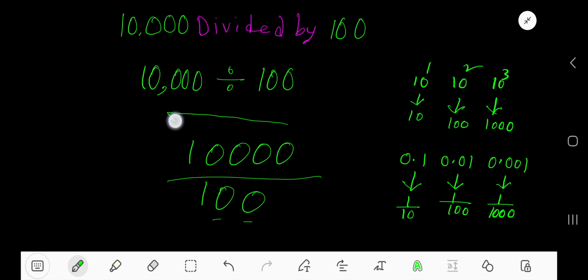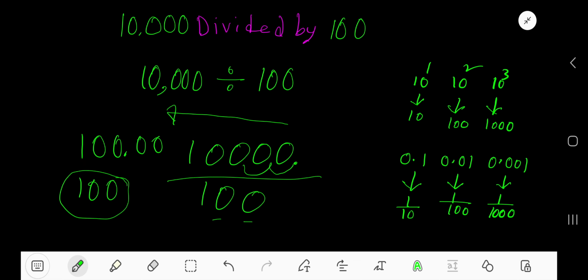Now you need to move the decimal point right to left 2 digits, that is equal to the number of zeros. So 2 zeros, so you need to move the decimal point right to left 2 places or 2 digits. Since this is a whole number, the decimal point will appear here. So 1 digit, 2 digits. So we are getting 100.00. This means 100. These 2 zeros don't have any value, so 100 is your answer.